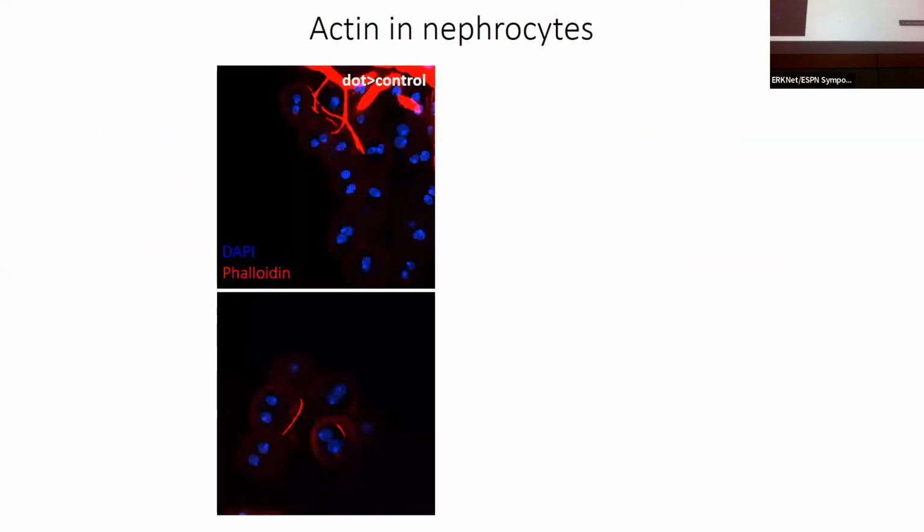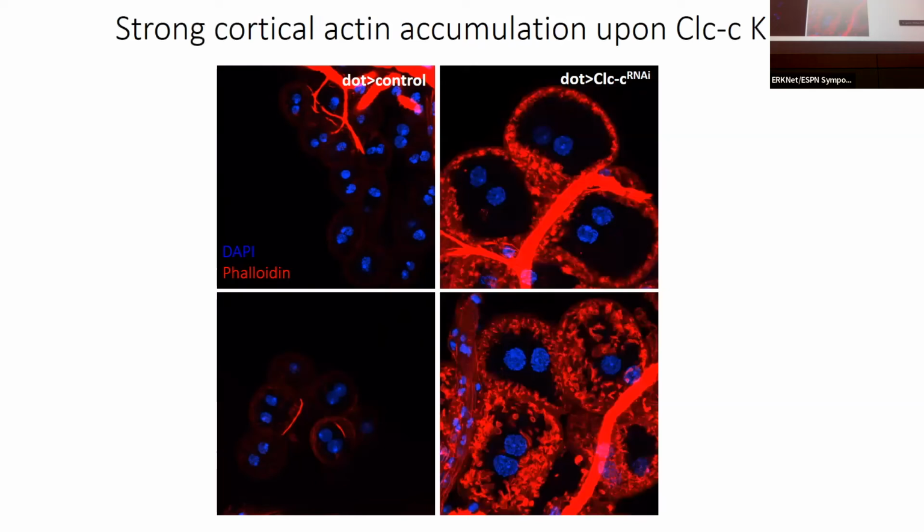Now, we just heard about actin from Jenny, and we also looked at this, thinking that these two diseases may, after all, be related mechanistically. And normally, when you're staining with phalloidin, which labels filamentous actin, you cannot see much. There's a slight enrichment at the cortex of these nephrocytes, but then when you knock down Cocc, this is what you get. A massive actin accumulation at the cortex, also surrounding some vesicles, which we don't exactly know what they are, but this is a massive accumulation, a strong phenotype.